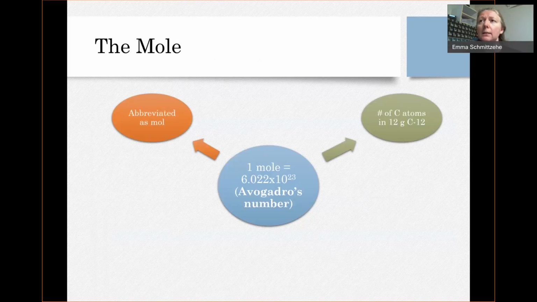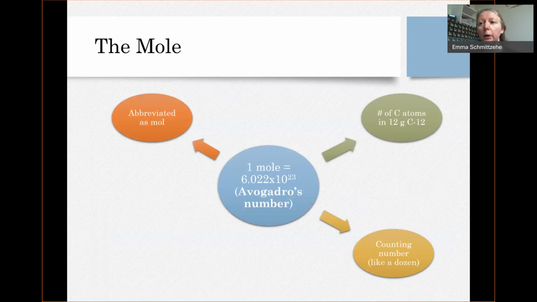Now, this actually is the number of carbon atoms in exactly 12 grams of carbon-12. That's where that number comes from. And so that is just kind of the foundation of it. But we use this as a clustering number, essentially, a counting number. It's similar to a dozen, okay? It's just a much larger grouping number.